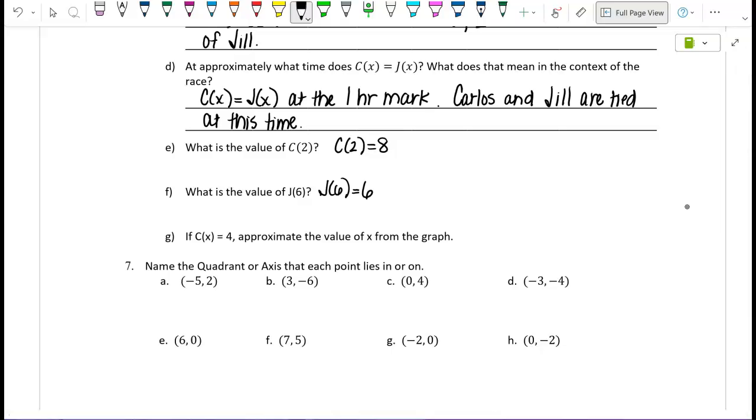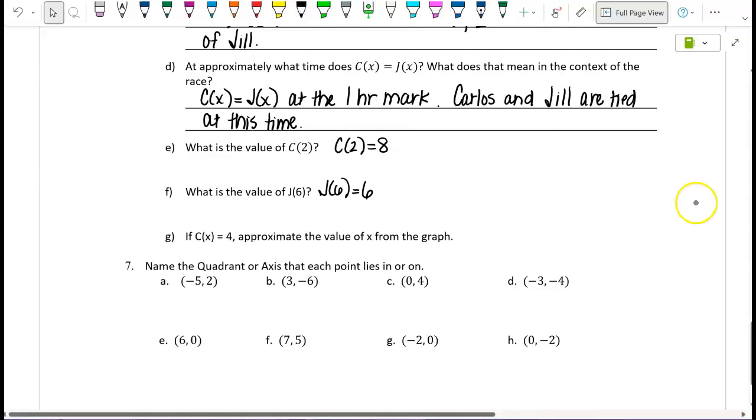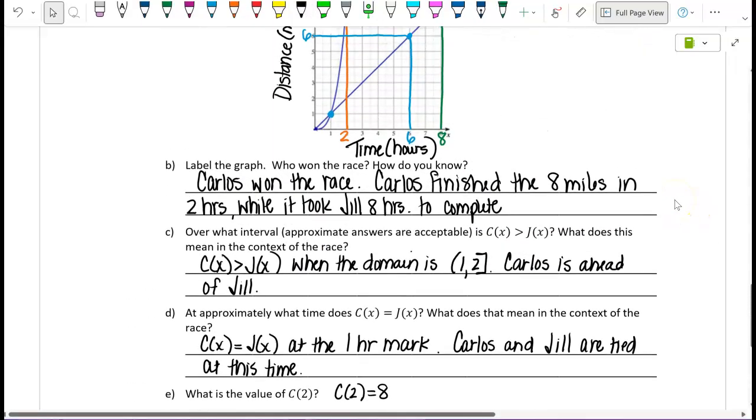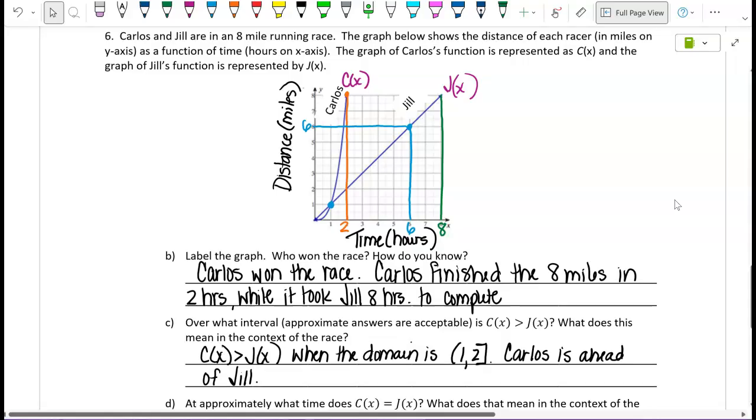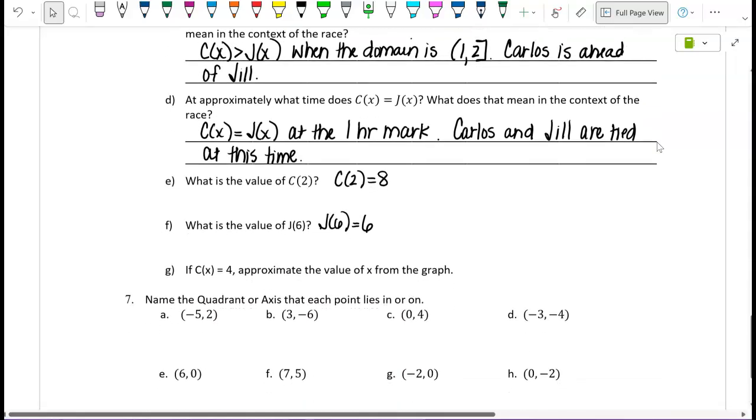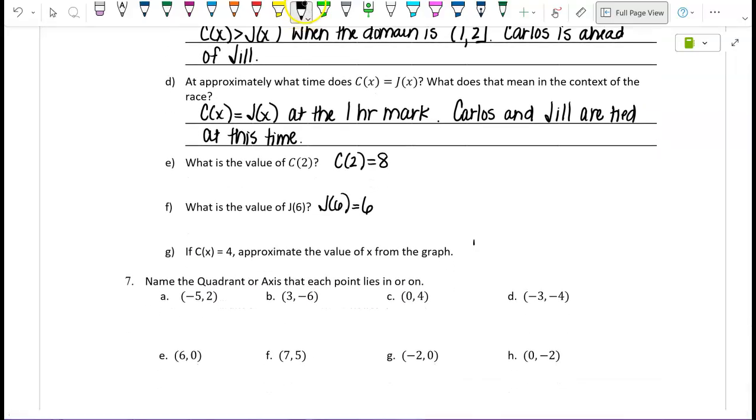And if c of x equals 4, approximate the value of x from the graph. This means we have to work backwards. We know that c of x equals 4, so I have to go over to where it hits my c of x function, and go down. It looks like it hits at about 1.5. So when x is 1.5, y is 4, so we would say that c of 1.5 equals 4.